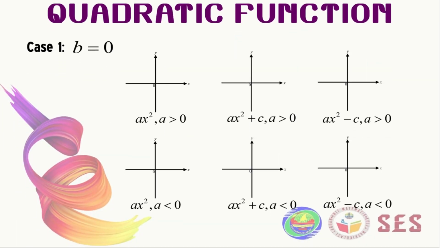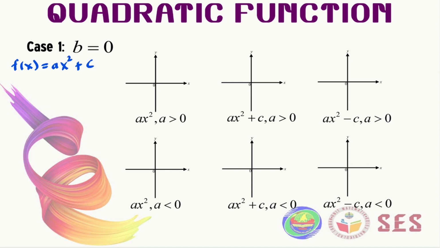When case 1 happens, we have b equal to 0, so our quadratic function will be, for example, f(x) equals ax squared plus c only. For this case, we need to consider 6 cases. The first one is ax squared, where a is positive, so the graph passes through the origin like this.